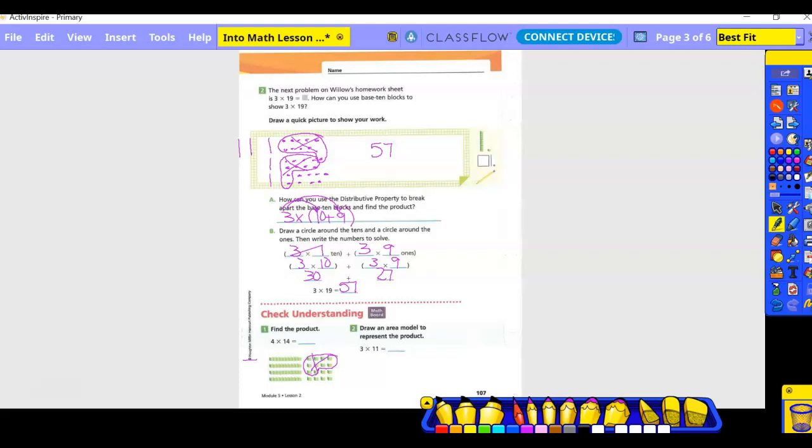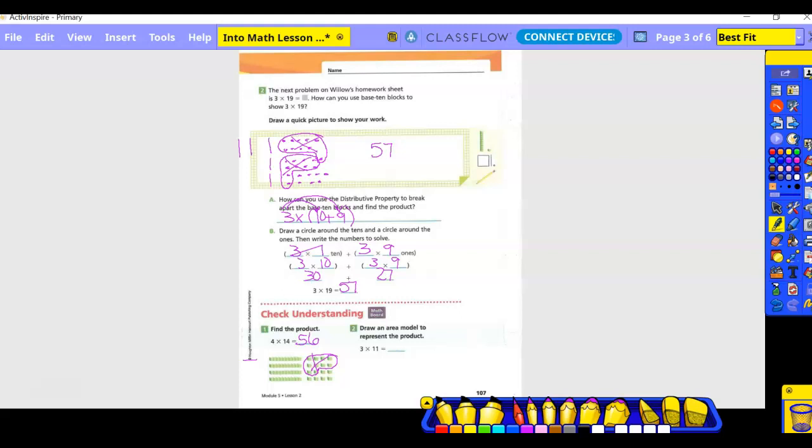So do I have enough? No. So how many 10s do I have? I have 1, 2, 3, 4, 5. And how many small cubes or ones do I have? 6. So my answer would be 56.